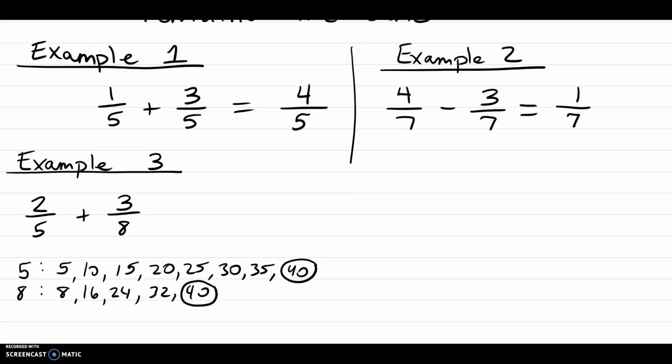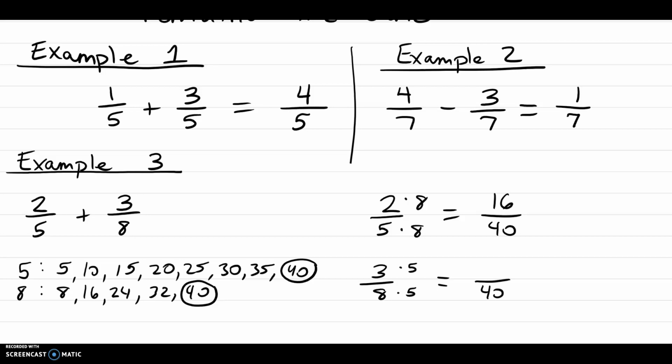So I'm going to take 2/5. To turn 5 into 40, I have to multiply it by 8. So I have to also do that to the numerator. So that gives me 16/40. To take 3/8 and turn it into 40, I have to multiply by 5. So that gives me 15/40.